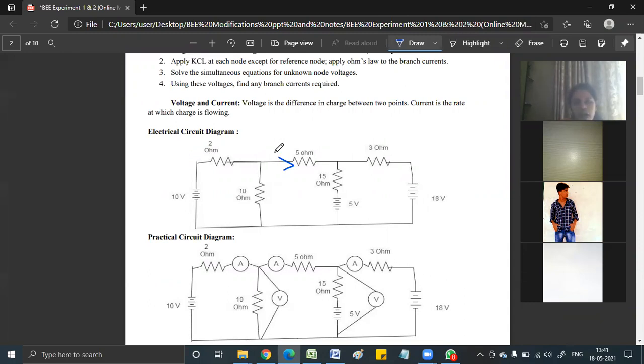But this 5 ohm we have replaced with the roll number, right? So for each and every student, this answer is going to be different. We have already used mesh analysis, and if you remember, we had connected an ammeter over here, and we had found out the current through the 5 ohm resistor using mesh. Whether it's mesh or superposition, you should be getting the same answer.